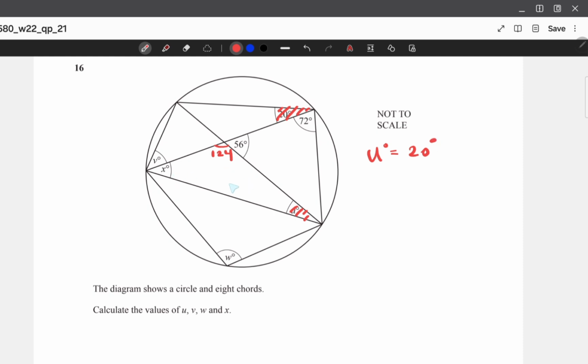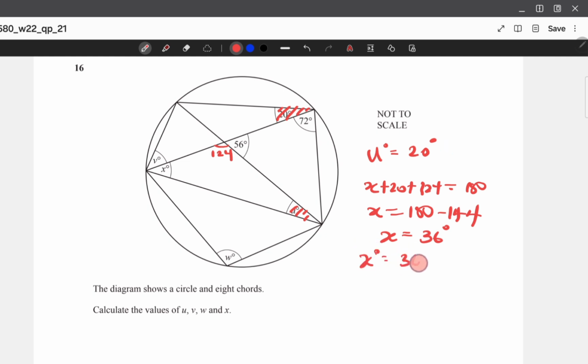So I can get my x now, using angles in a triangle. I can say x plus 20 plus 124 equal to 180. X equal to 180 minus 144. So my x equal to 36 degrees. So I've gotten my x.